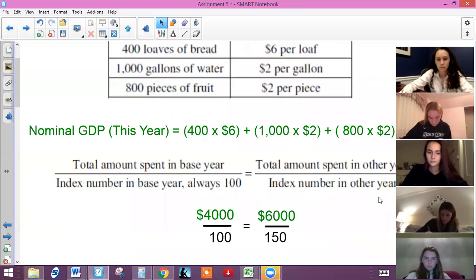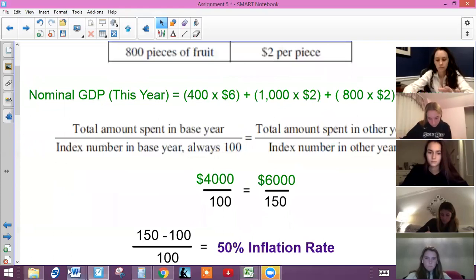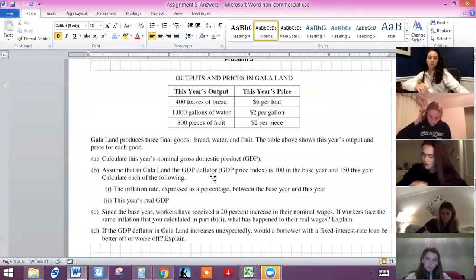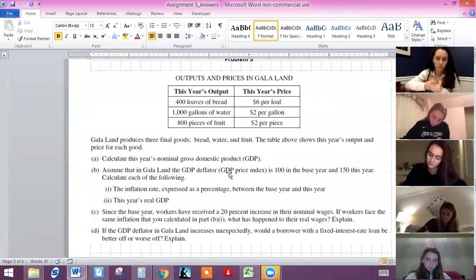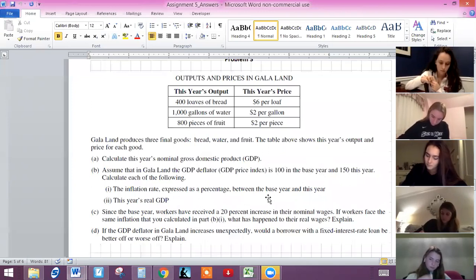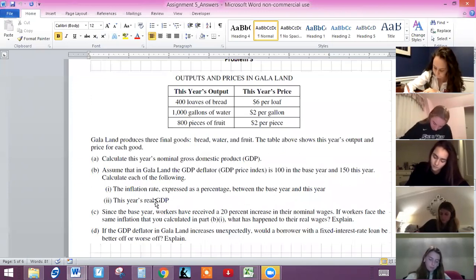Now, the next thing that it's asking you is to assume that the GDP deflator or the GDP price index is 100 in the base year and 150 this year. They want you to calculate the rate of inflation between the base year and this year, and then figure out this year's real GDP.